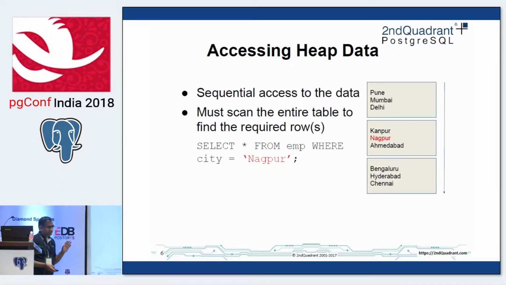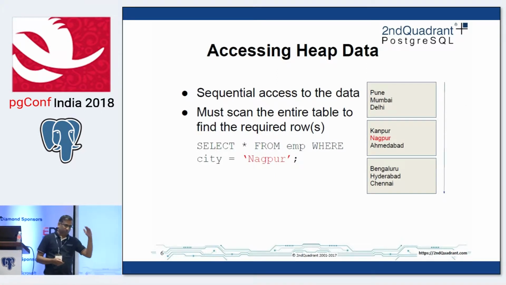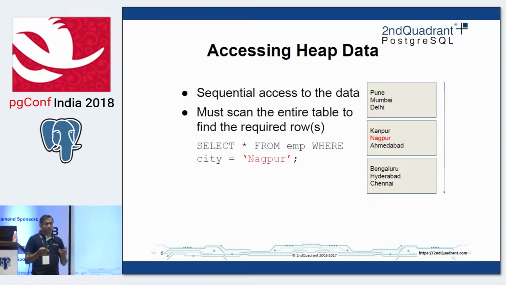So how do you access data in the heap? The most primitive access method in PostGIS is a sequential scan. As the name suggests, you sequentially go through each block, and depending on what you are looking for, you'll return one or more rows. For example, in this query, if I'm looking in a table EMP for all employees with city name Nagpur, since I don't have anything else on the table right now, my option is to go through block 0 to block n, assuming n is the last block in the relation, and look at every row in that table to see if the column you are searching for has the value Nagpur.